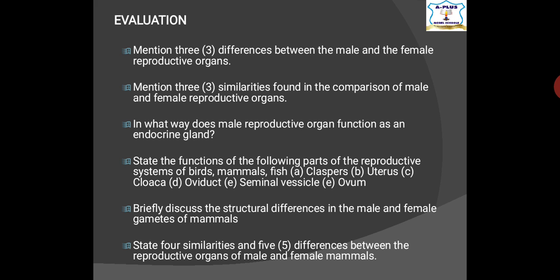Another one is briefly discuss the structural difference in the male and female gametes of mammals. State 4 similarities and 5 differences between the reproductive organ of male and female animal. I think we've also stated that as the first evaluation, so you don't need to do that again.